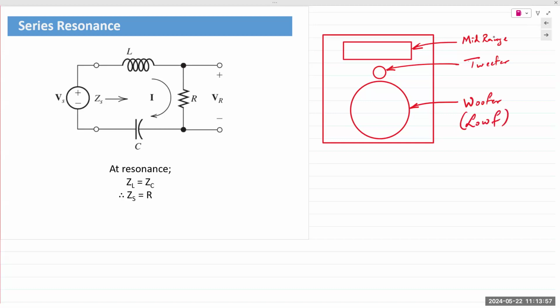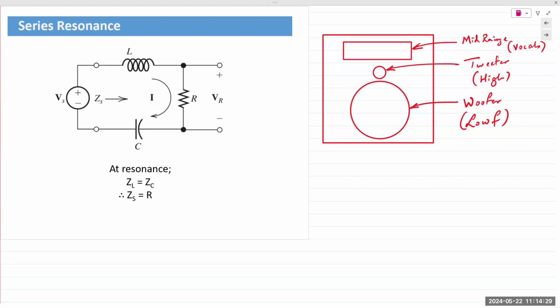reproduces the low frequency range. The lower the frequency, the larger the speaker size. Tweeters, the small ones, reproduce the higher frequencies. Low frequencies are the loud thumping noises, the bass sounds that you hear. Tweeters, the high frequencies, are the treble sounds. And mid-range is for vocals in general. And there's also a certain overlap between all 3.